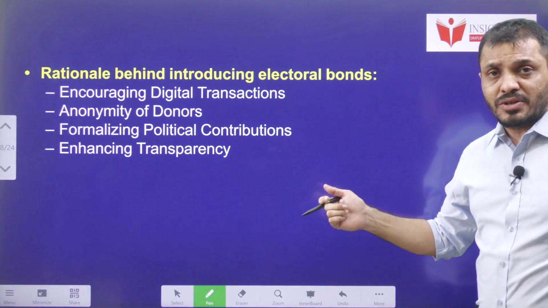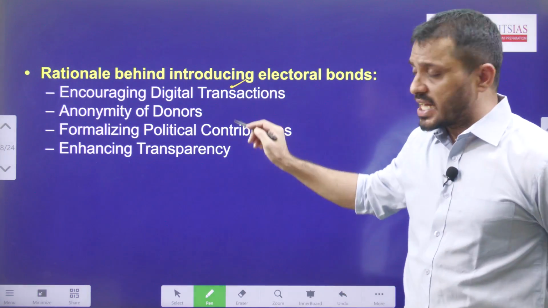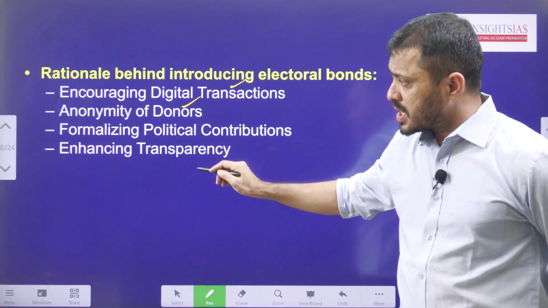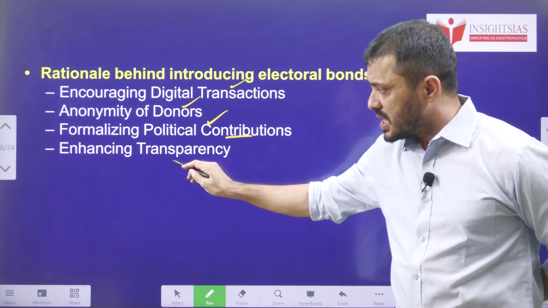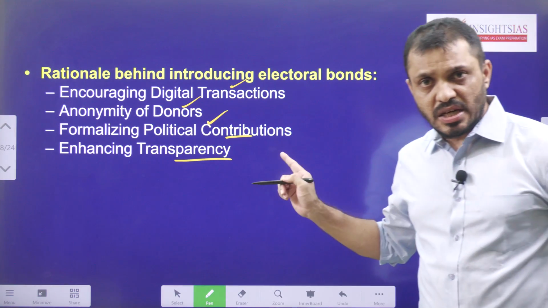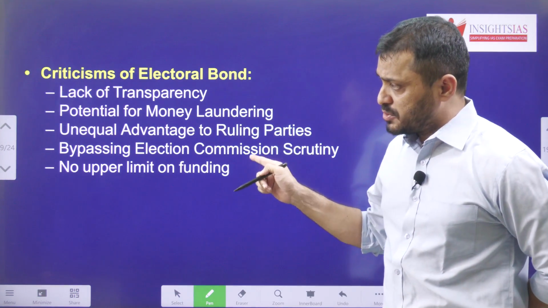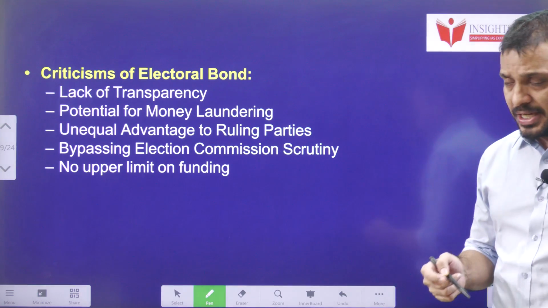The reasons behind the introduction of the electoral bonds: encouraging digital transactions, anonymity of donors, formalizing the political contributions and enhancing transparency. These are the various objectives behind the electoral bonds according to the government.